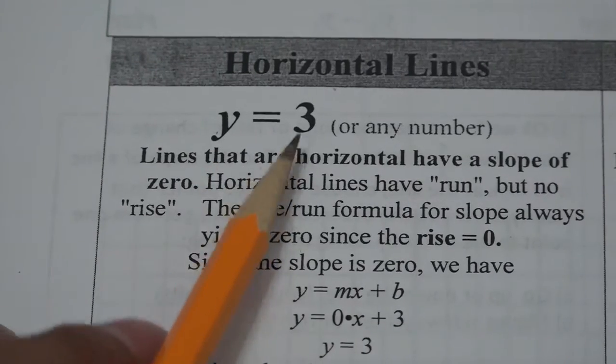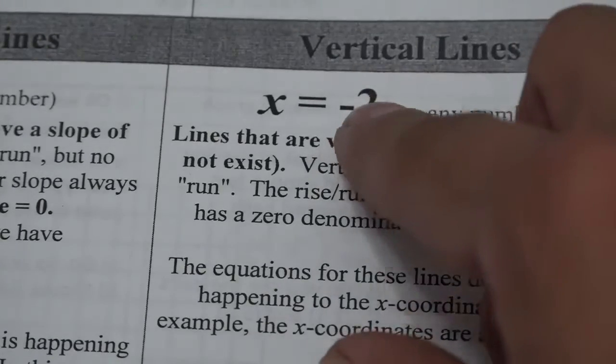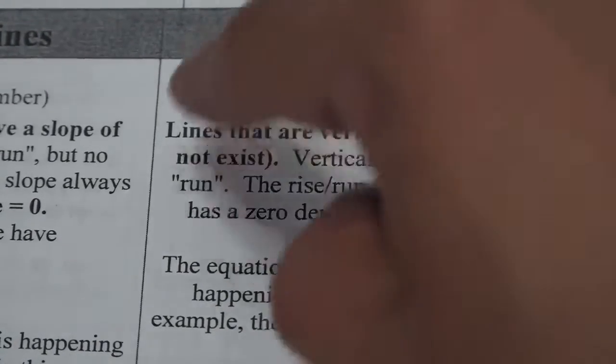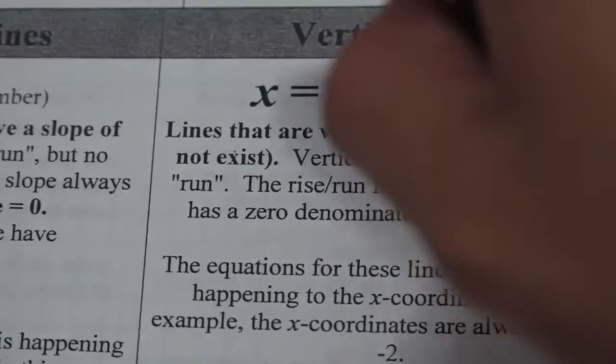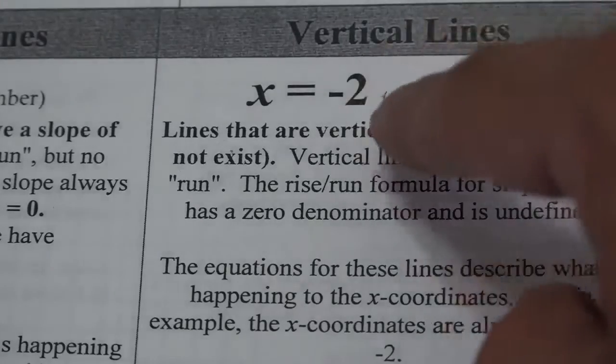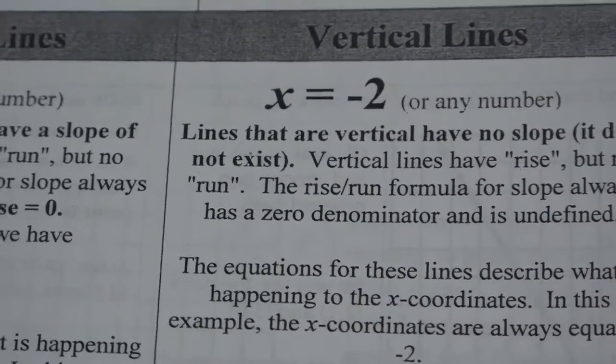So y equals 3 will be a horizontal line. Okay, I'm sorry. X equal to any number, not just x equal to 2x, no, or 2y, no. X equal to any number like -2, 0, 1, 5, whatever, will be a vertical line. Okay then, so let us graph these two beautiful lines.